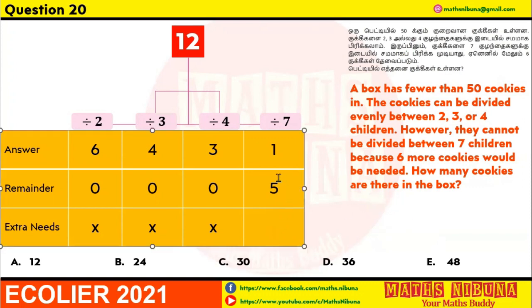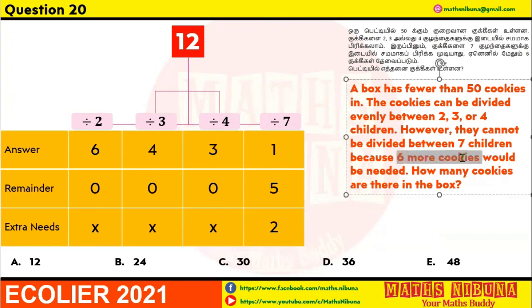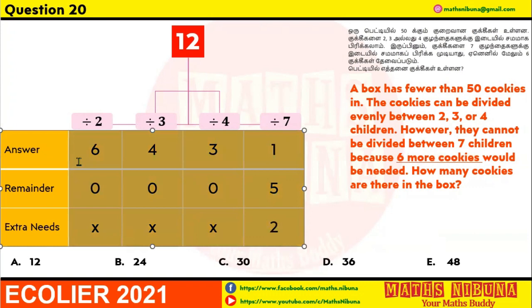Okay, so you want to fulfill this one. I need 2 more cookies because I have a remainder 5. If anybody gives me 2 more cookies, I get 7, then I can give every child a second cookie. Okay, so that means this is not fulfilling our statement here. They say 6 more cookies. We need at least 6 more cookies. So okay, that means 12 cannot.